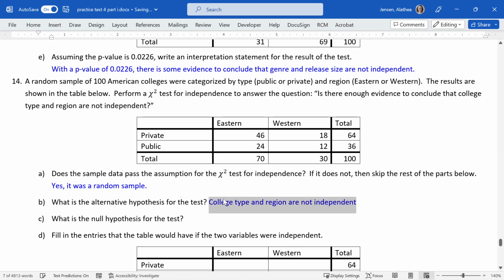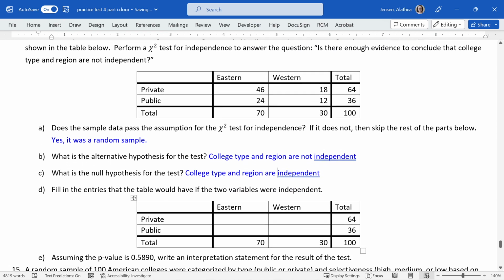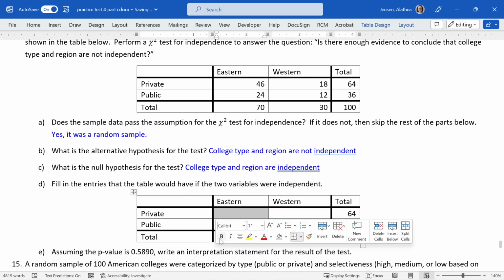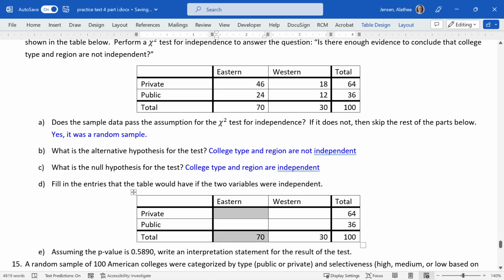All right, and now for the null hypothesis, I'm going to take the alternative hypothesis and just make it the opposite. So college type and region are independent. And now for the table entries, again, for each cell, I'm going to multiply the column total times the row total, and then divide by the table total. All right.